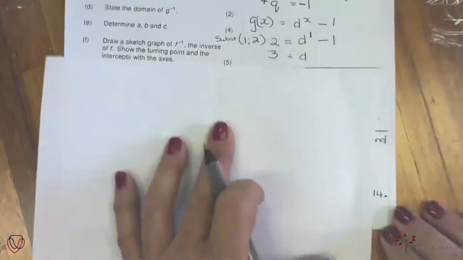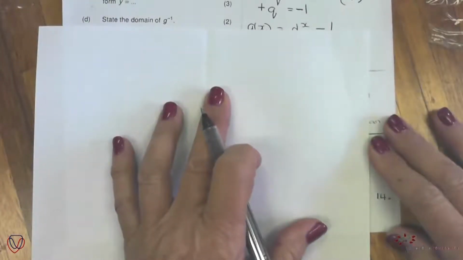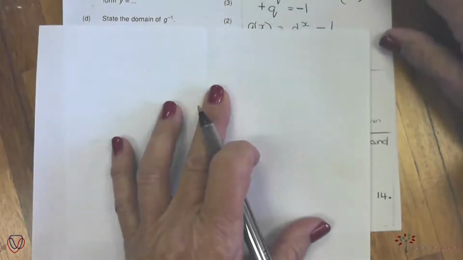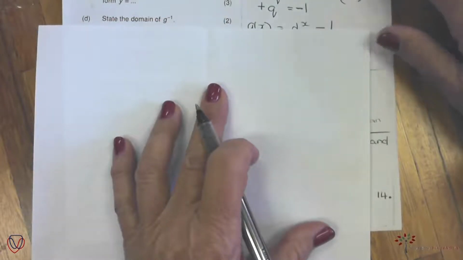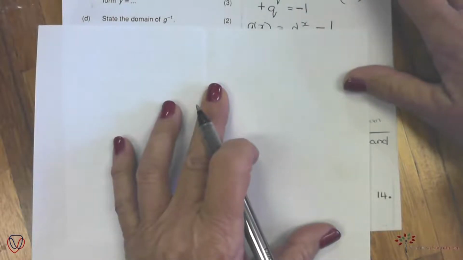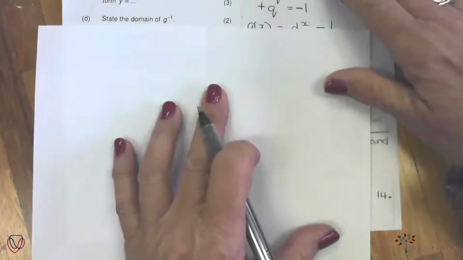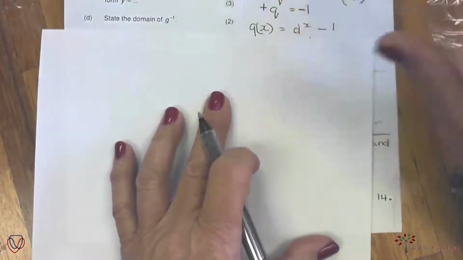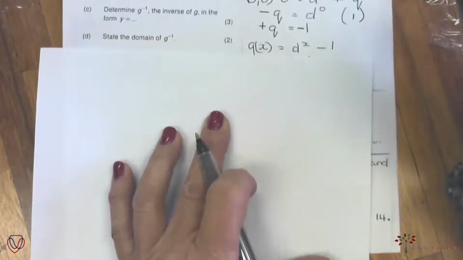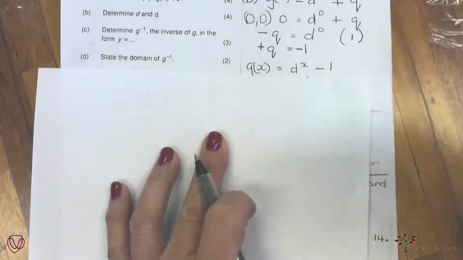Okay, then, determine A, B, D, first for D. State the domain of g inverse. What does that mean? The inverse of g. Wow, people, the inverse of g. How do you find the inverse of a graph? The inverse of a graph is a mirror image in the line y is equal to x. That's the inverse of a graph.